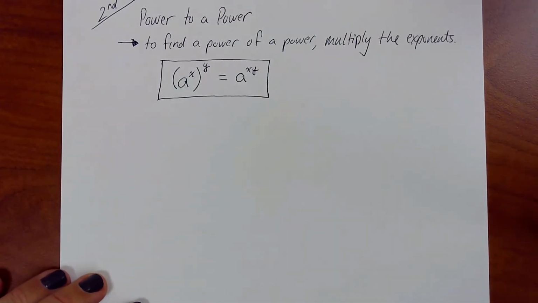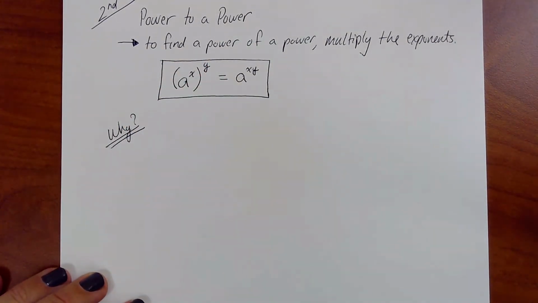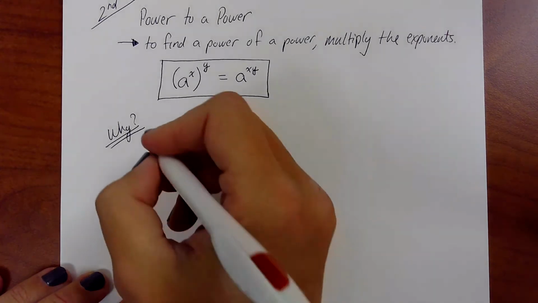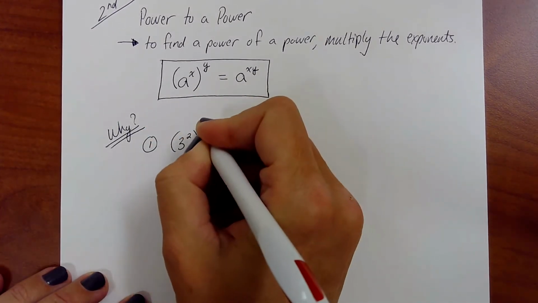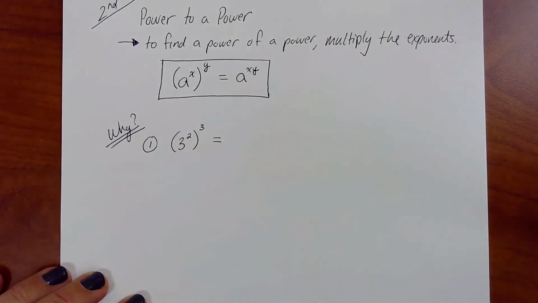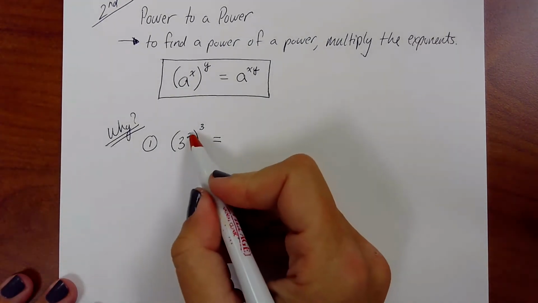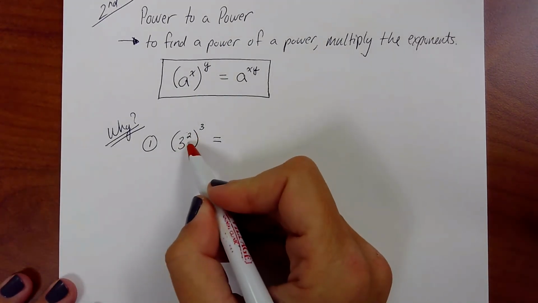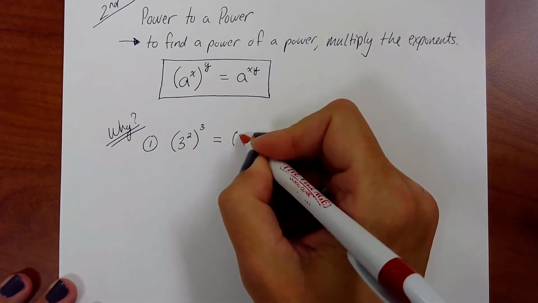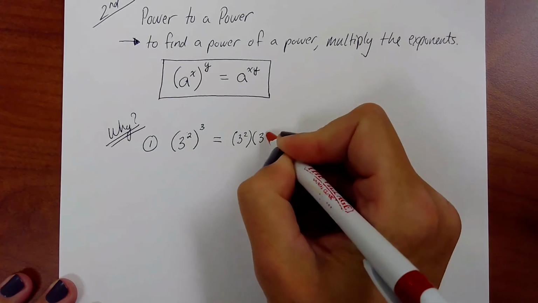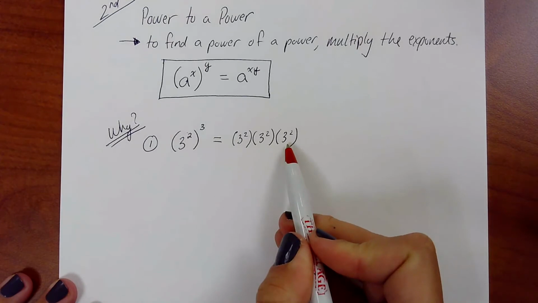All right, let's look at why, so you can kind of understand where it's coming from. If we did an example, let's try first with numbers here. So let's say you had 3 to the 2nd all to the 3rd power. If you were going to expand this out, this would really be your base. 3 to the 2nd is the base for this exponent. So you would write this out. It wants 3 to the 2nd times itself 3 times, right? Boom, boom, boom.